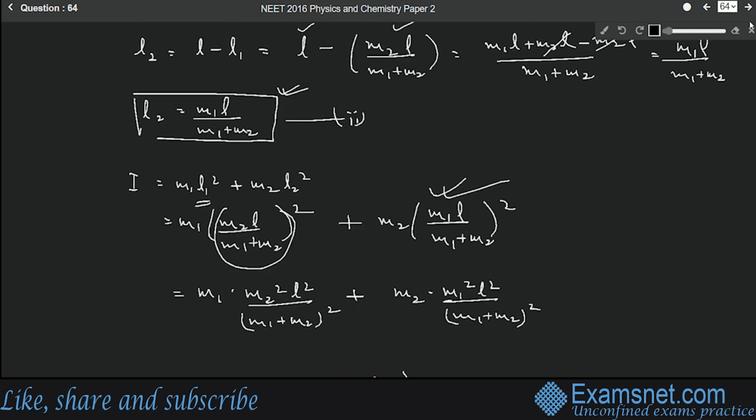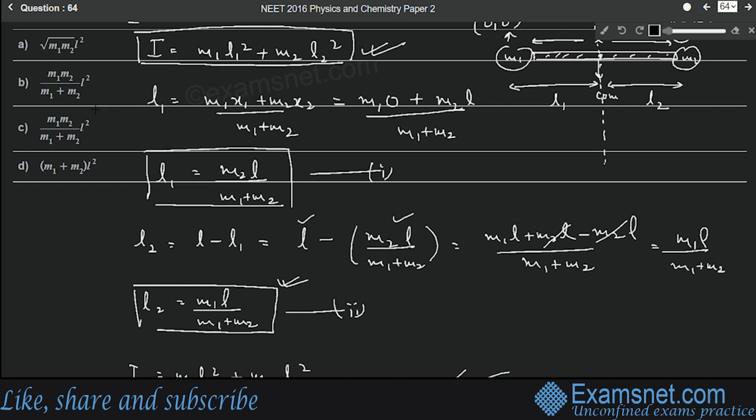So let's see which option has this. m1 into m2 into L square upon m1 plus m2. So option B is the correct one. Okay. Although option C is also the same, I think there is some printing mistake here because both are the same. But anyways, this is the correct answer. Okay.